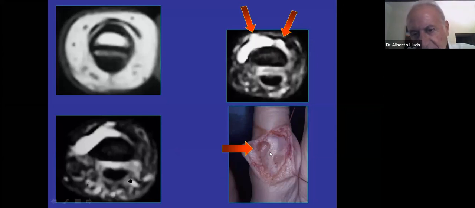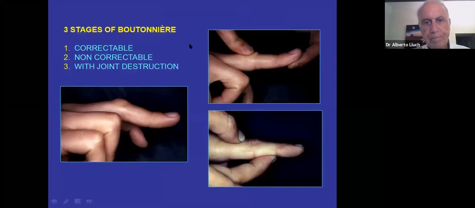And here in the intraoperative photograph, we can see that the central slip is more or less intact, and the synovitis from the PIP joint is protruding between the central slip and the lateral bands. So the first thing will be a herniation, a rupture, or a disruption of the connective tissue holding the central slip and the lateral bands together.